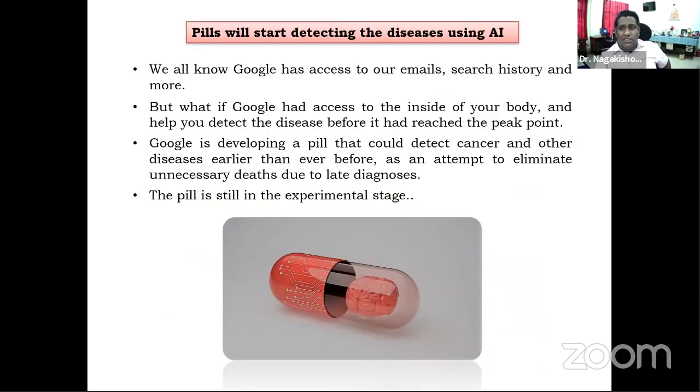And a very important concept, what I said before, artificial intelligence in the medical field. Pills will start detecting disease. This is also a project done by Google, and Google is developing a pill that could detect cancer and other diseases earlier than ever before, as an attempt to eliminate unnecessary deaths due to late diagnosis. So you may find the image of the pill on the screen. If the patient takes the pill, the information is communicated to a mobile app. So if we may get any cancer, it will tell you. Not only cancer.